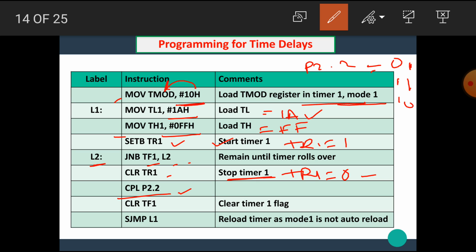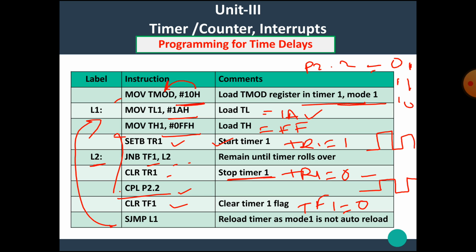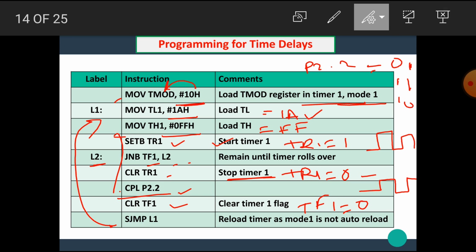Okay, that means by complementing we get the square wave of 50% duty cycle. Then clear TF1. That means here TF1 sets. That means when this timer overflows, the TF1 flag sets and we have to clear it. That means here we get TF1 equal to 0. Then again short jump to L1. This process continues and we get a square wave of 50% duty cycle. I hope you all understand this program.